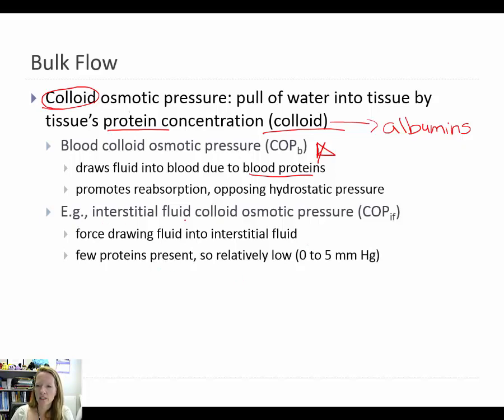And then of course remember that you always have the opposite pressure in the interstitial fluid. So interstitial fluid colloid osmotic pressure is going to be the force drawing fluid into the interstitial fluid. It's not a whole lot. Look at that, there's not a whole lot of proteins. These albumins, they stay in the blood. They should stay in the blood. Only certain circumstances will they not, but they should stay in the blood. And they don't go out to the interstitial fluid. And there's not a whole lot of proteins out there in the interstitial fluid. So that's why it's 0 to 5 millimeters of mercury.